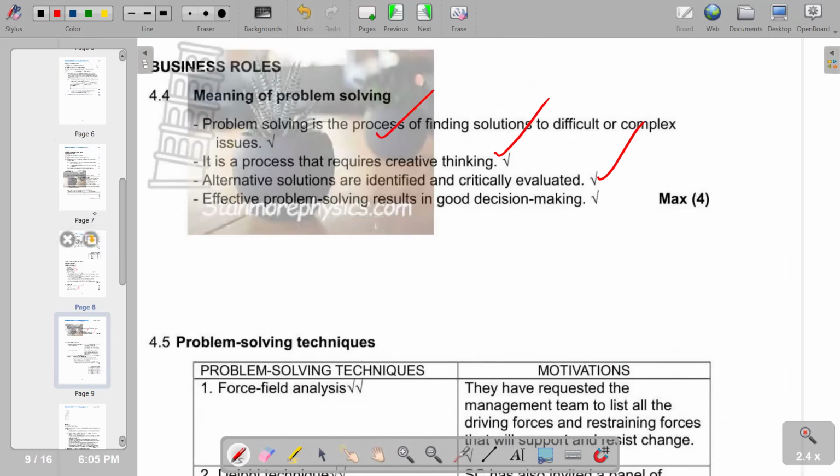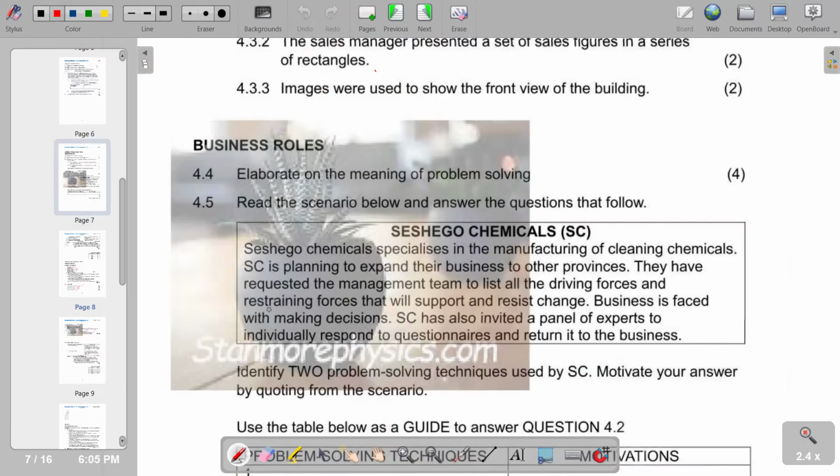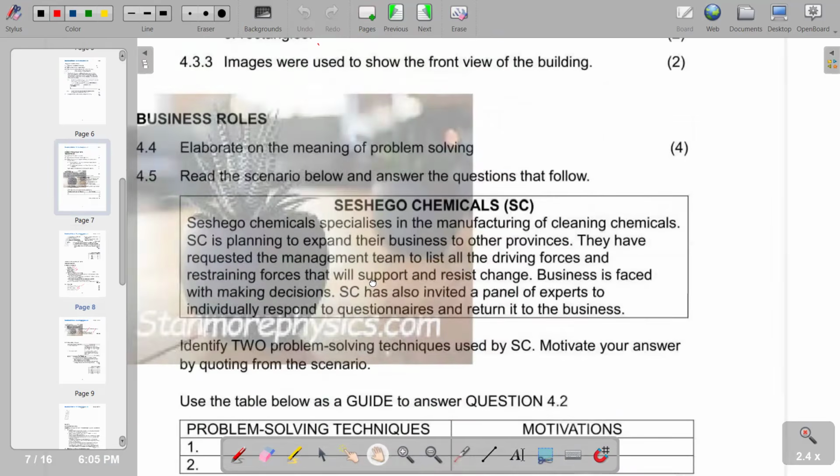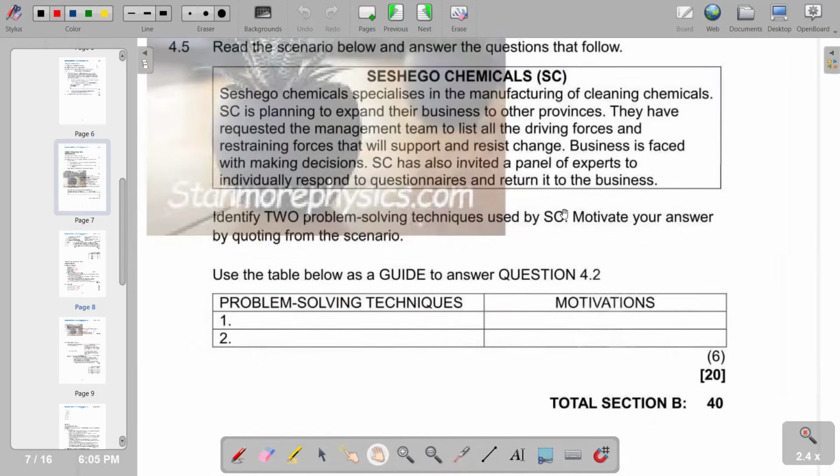Then moving on to the next question, it reads: read the scenario below and answer the question that follows. So we've got a scenario of Seshego Chemicals. And the first question beneath that reads: identify two problem-solving techniques used by SC. Motivate your answer by quoting from the scenario. So we need to refer back to the scenario and identify the problem-solving techniques that we have.